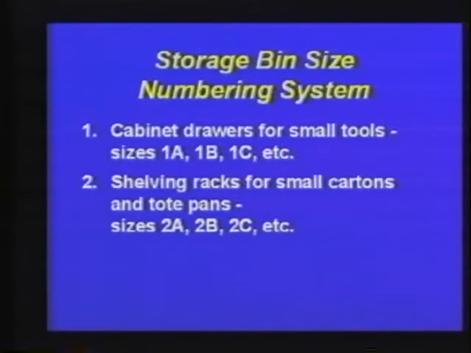Item 2 is addressing shelving. So here again, we have the same basic requirement as we have shown you on the previous exhibit. Shelvings are generally for small cartons or tote pans. And tote pans could be made from corrugated, they could be made from steel, or they could be made from plastic. It depends upon how you're going to store items. So again, the 2 signifies the shelving as the method of storage, and the A, B, C, and so forth are the size of the shelves.